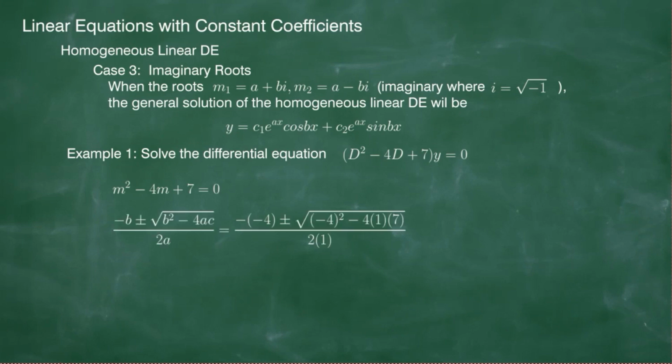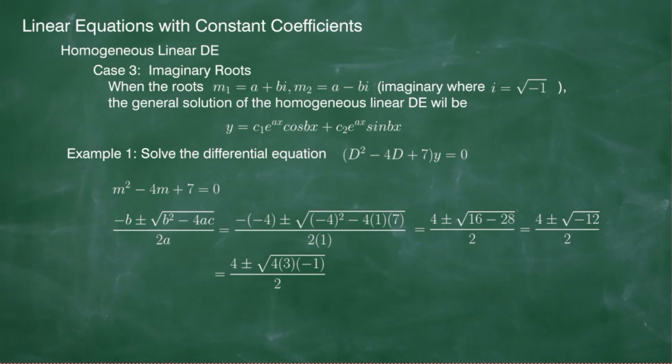So we plug in the coefficients. We have negative 4 for b, 1 for the coefficient of m squared, and positive 7 for c. Negative of negative 4 is positive 4, plus and minus the square root of negative 4 squared, which is 16, minus 4 times 7, which is 28, so we have 16 minus 28, all over 2. 16 minus 28 is negative 12, and negative 12 can be factored as 4 times 3 times negative 1.